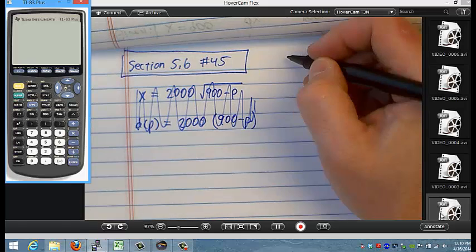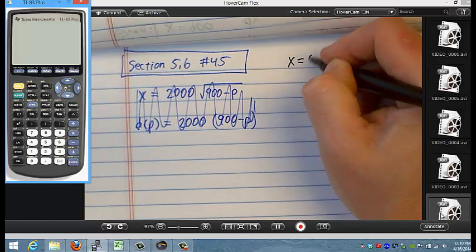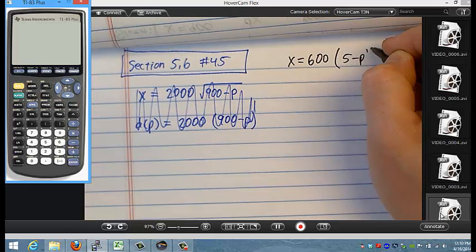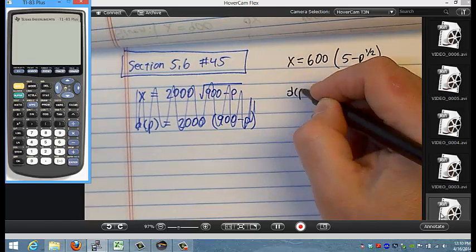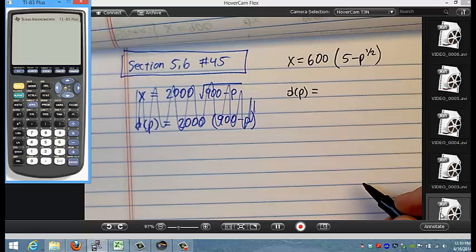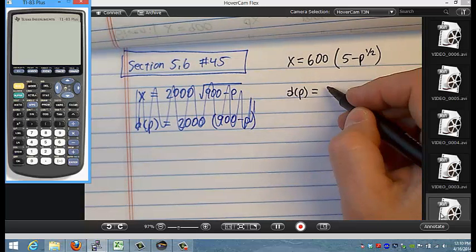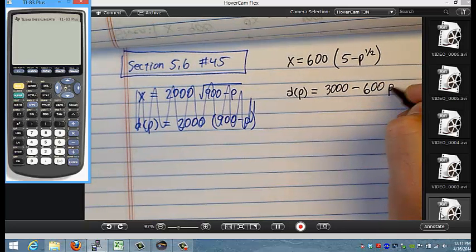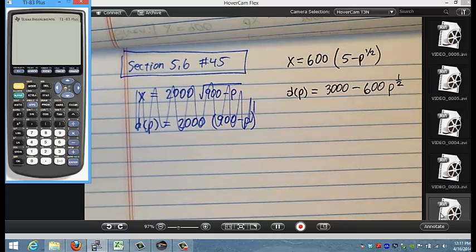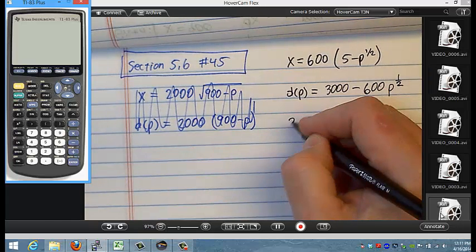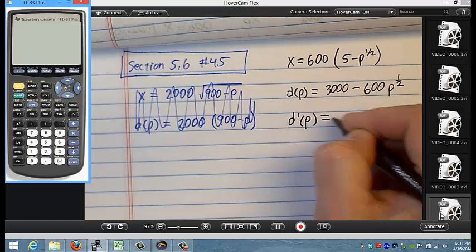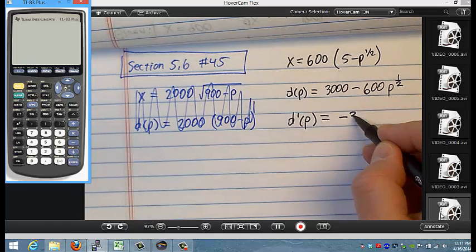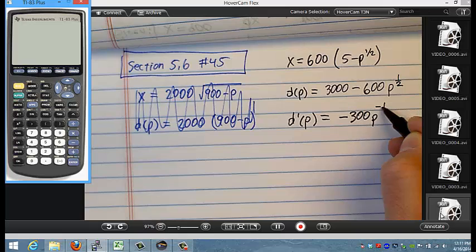We have x equals 600 times 5 minus p to the 1/2. Okay, so I'll call that d of p. Maybe I'll distribute the 600, might make it easier. 600 times 5 is 3,000, minus 600 p to the 1/2. So there's d of p. I'll also need d prime of p. And that's going to be, if I do 1/2 times 600, negative 300 p to the negative 1/2. Right?